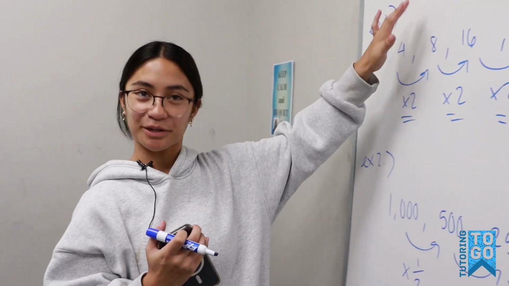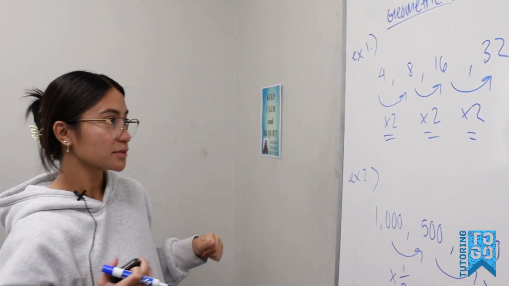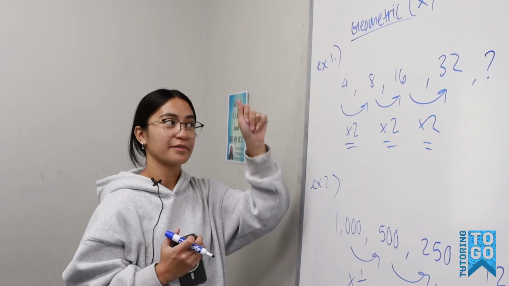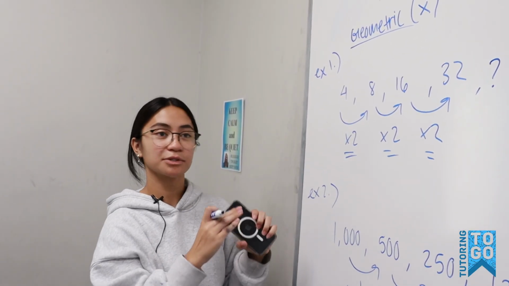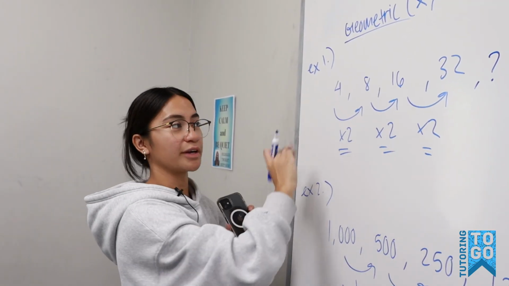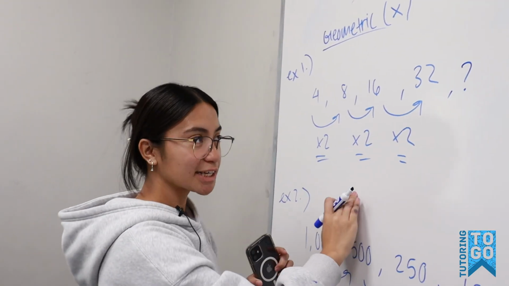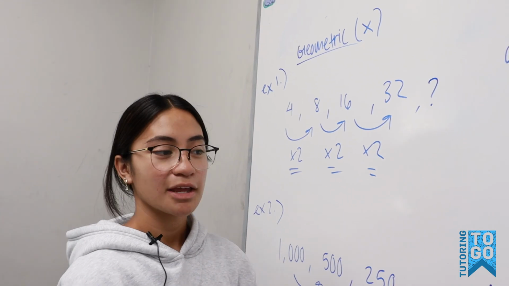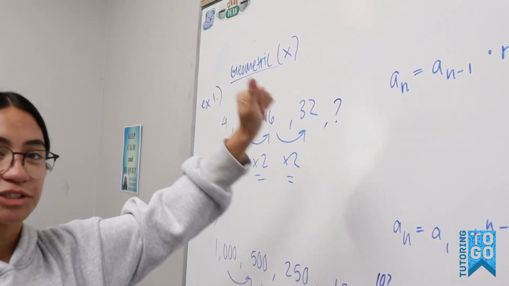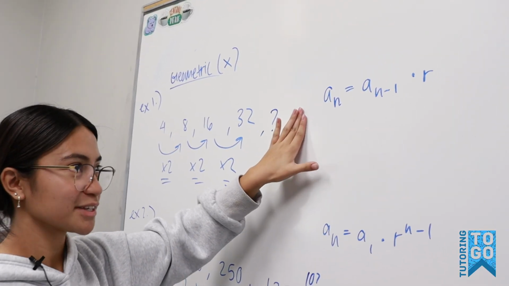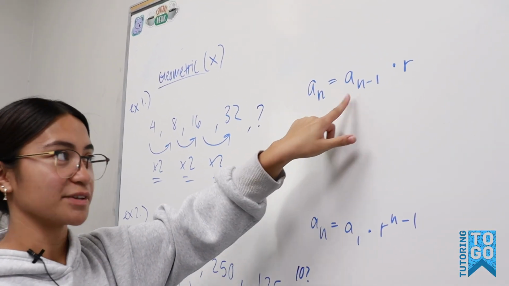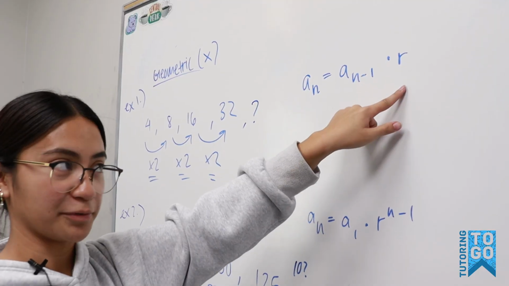And now for geometric sequences, I have two examples, and in our first one, we have the terms 4, 8, 16, 32, where you can see the clear relationship between them is times 2. 4 times 2 is 8, 8 times 2 is 16, 16 times 2 is 32. And to apply this information onto the geometric recursive sequence, we have an equals an minus 1 times our common ratio.